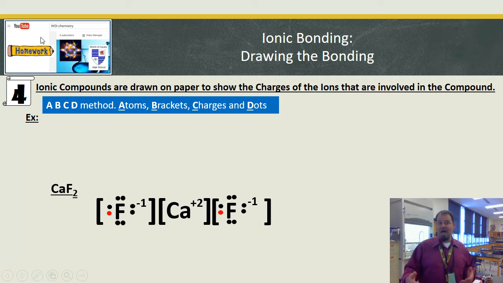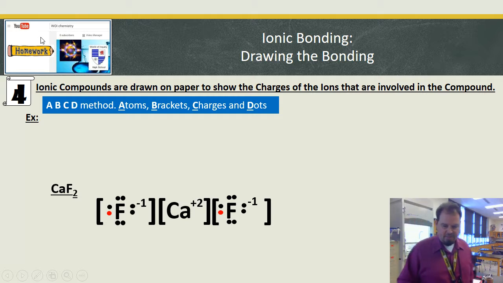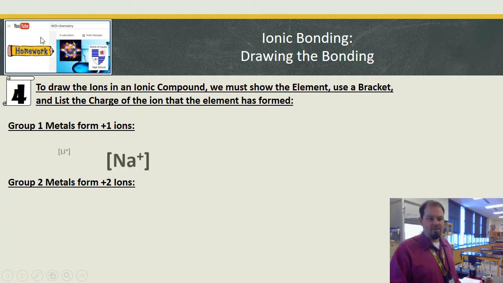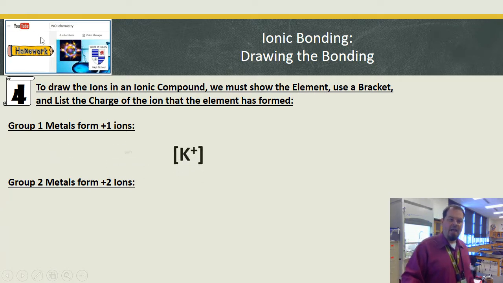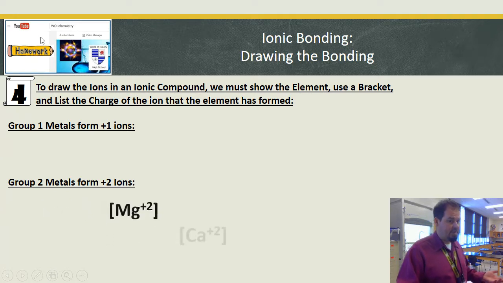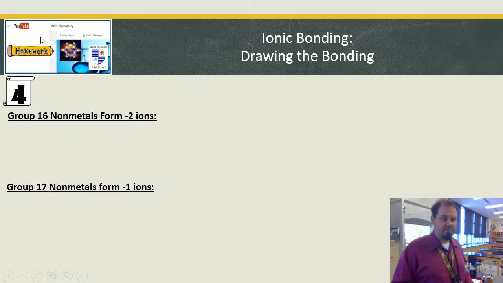Ionic bonding Lewis dot structures. Lewis structures, dot structures, it all means the same thing, okay? And that's what we're drawing. Atoms, brackets, charges, dots, okay? We notice that group 1 metals form +1 ions. So here's a bunch of them: Na, K, Li. Group 2 metals form all +2 ions. So beryllium, magnesium, probably calcium next, right? There we go. They all form +2 ions. So that's always going to be the case.